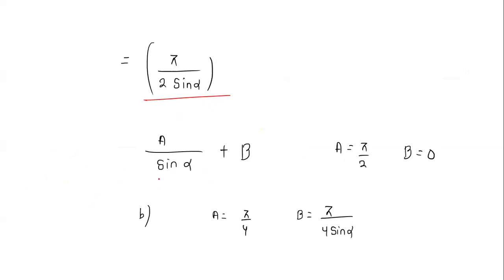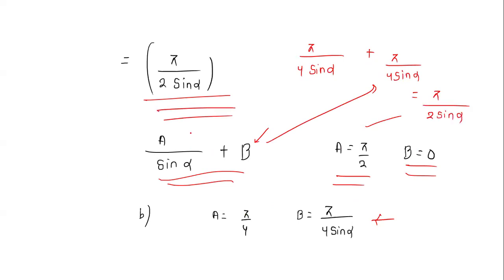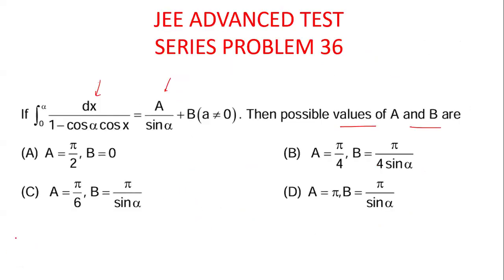So now if you compare with this a divided by sin alpha plus b, you can say that a is equal to pi by 2 and b is equal to 0 is satisfying this. And if you put a is equal to pi by 4, then b is equal to pi by 4 sin alpha. Then this thing will become equal to pi divided by 2 sin alpha. So this is also matching with this. So you can say that this A option is also correct, and this B option where a is equal to pi by 4 and b is equal to pi divided by 4 sin alpha is also correct. So in this way, A and B options are correct, and we can solve this problem.